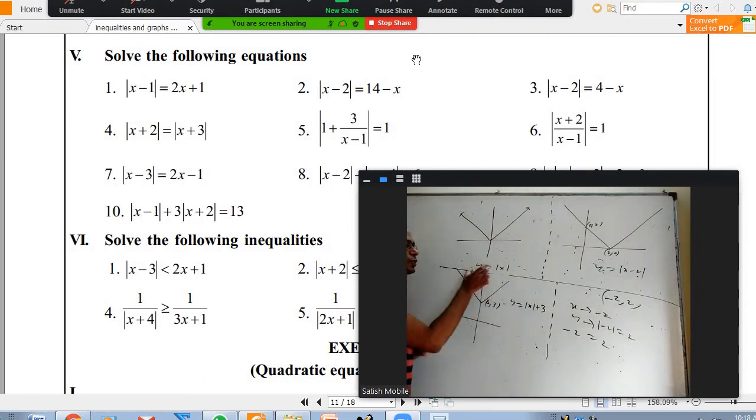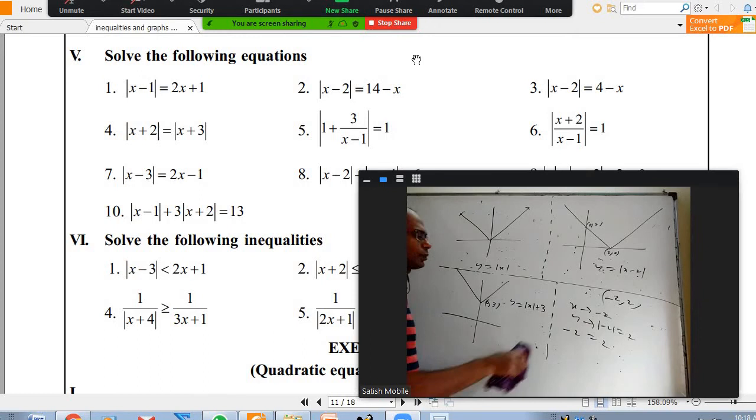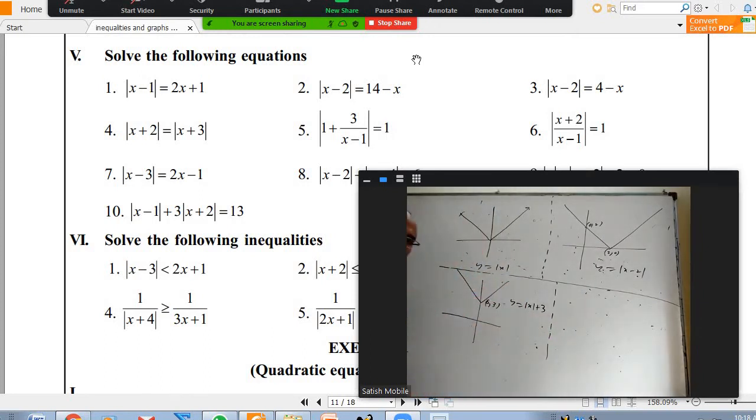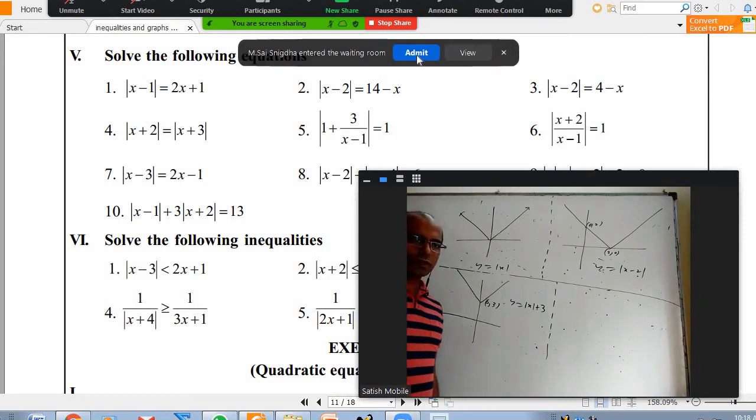If y is positive, it is positive only in the first and second quadrants. That's why we don't have any graph in the third and fourth quadrants. Is it okay now? Your x can be negative or positive, but y, which is equal to mod x, is always positive or 0. Does anybody still have any doubt regarding the y equal to mod x graph? Why it should be like this?